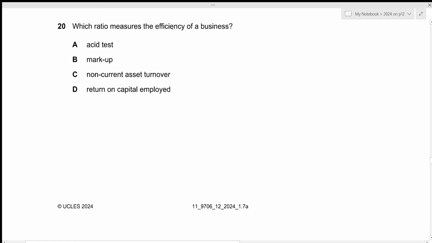Which ratio measures the efficiency of a business? So whenever you have been given ratios, those will be categorized. So we just need to look for efficiency ratios. And a trick to look for efficiency ratios is that it will have the word turnover.